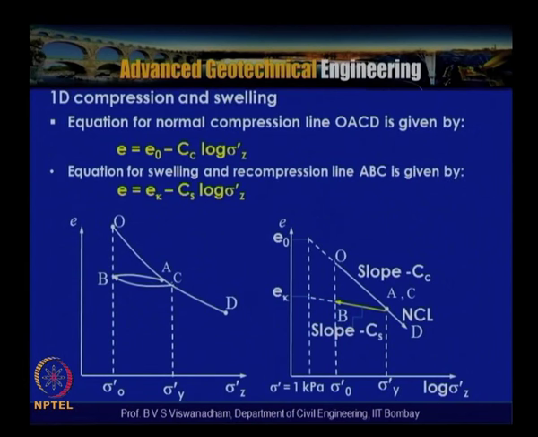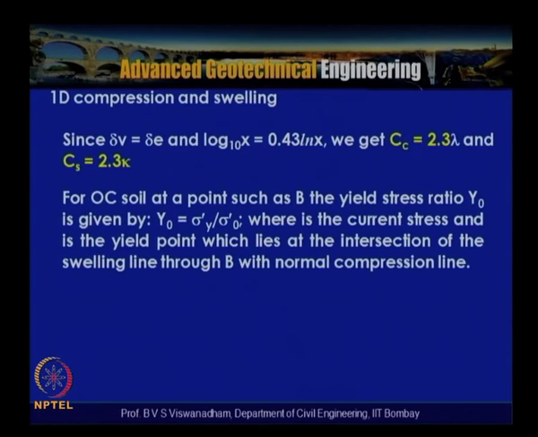So the equation for the swelling and recompression lines is given as e = e kappa minus Cs log sigma dash z, and e = e naught minus Cc log sigma dash z is the normal compression line for OACD. The equation for line OACD is e = e naught minus Cc log sigma dash z, and for the swelling and recompression line ABC it is e kappa minus Cs log sigma dash z. Now since delta V, the change in volume, is equal to the change in void ratio, and log x to base 10 is equal to 0.43 times the natural logarithm of x, we get Cc = 2.3 lambda and Cs = 2.3 kappa.